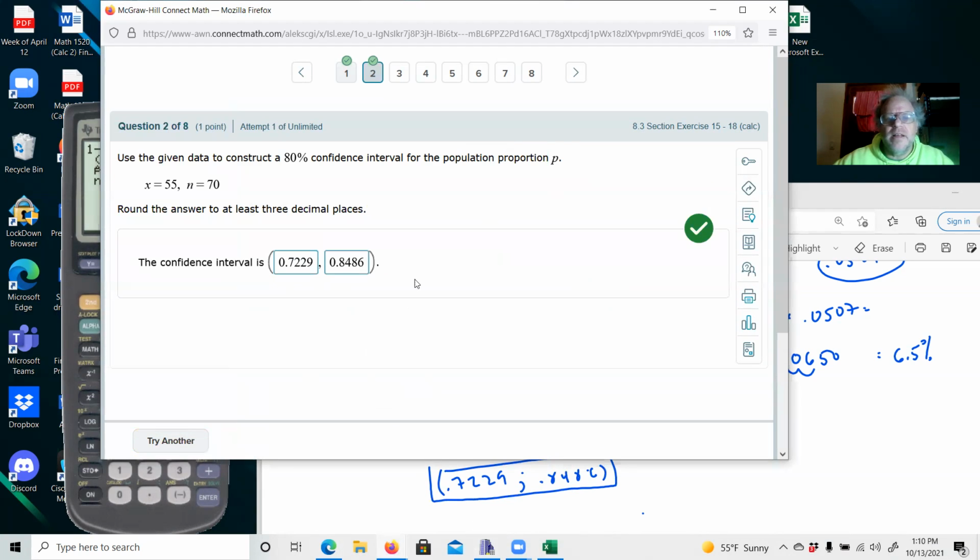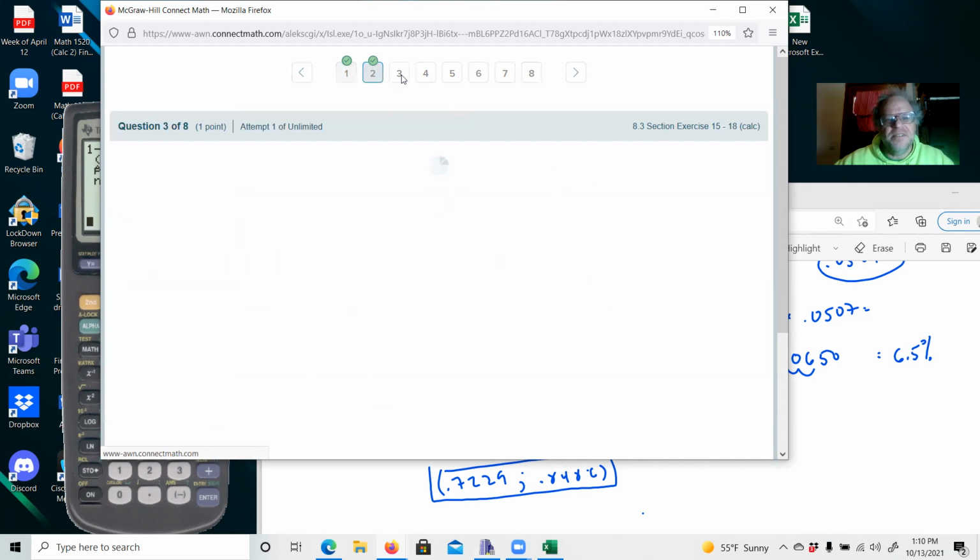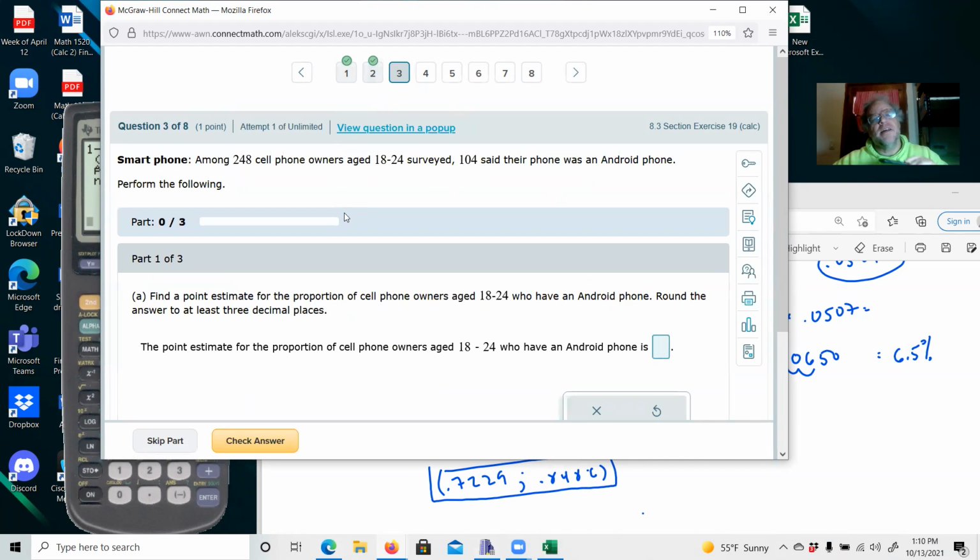All right. I don't like the problem like that because it doesn't give you a story. All right, see, this is better. So, among 248 cell phone users aged 18 to 24, 108 said that their phone was an Android phone. Find the point estimate for the cell phone users aged 18 to 24 who have an Android phone.